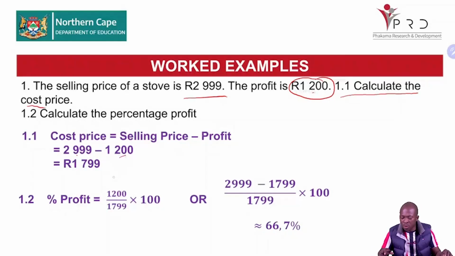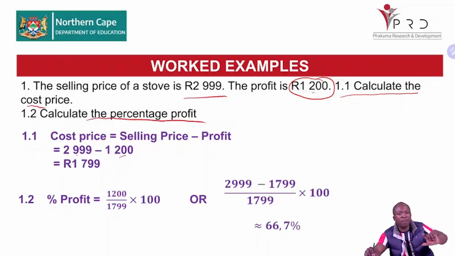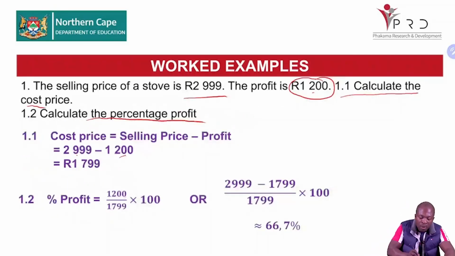1,799. Can we actually do it together so that we are sure? So we have 2,999 minus 1,200. There we are, 1,799. Question 2 says we must calculate the percentage profit. So percentage profit, we know it is what? The profit divided by cost price multiplied by 100. That's why we see here that our profit is 1,200 divided by 1,799, the cost price, multiply everything by 100.